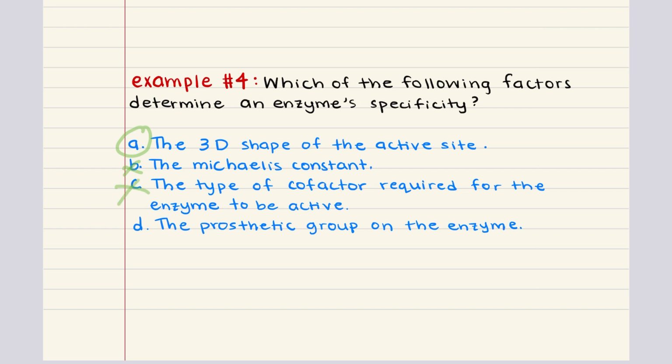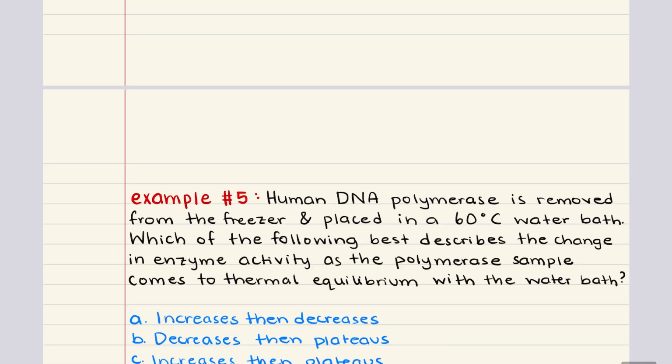D says the prosthetic group on the enzyme. Again, prosthetic groups are non-protein components that assist in enzyme activity, but they don't determine specificity either. They're usually involved in the reaction mechanism and not the substrate selection. So this is incorrect as well. So again, the correct answer here is A. The 3D shape of the active site determines an enzyme's specificity. Let's move on to problem 5.